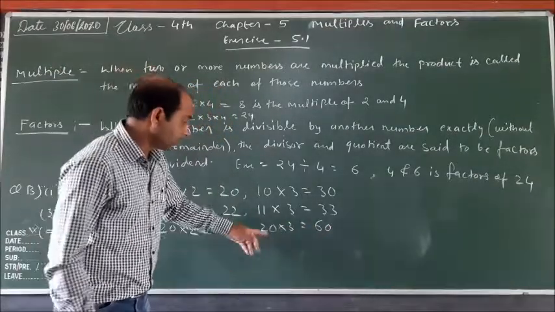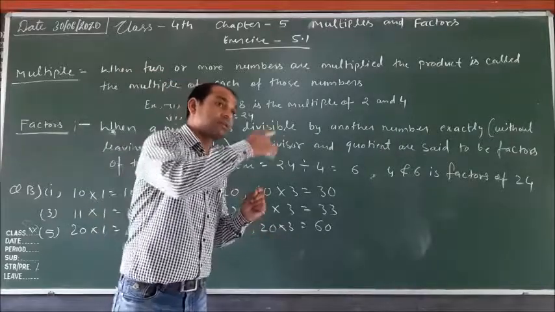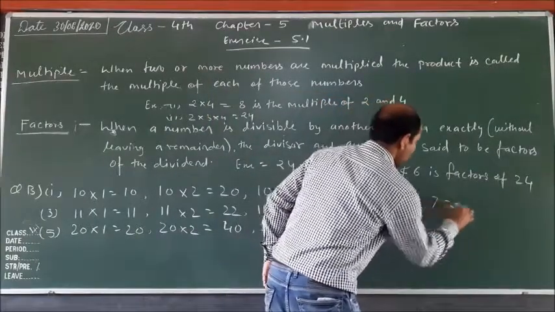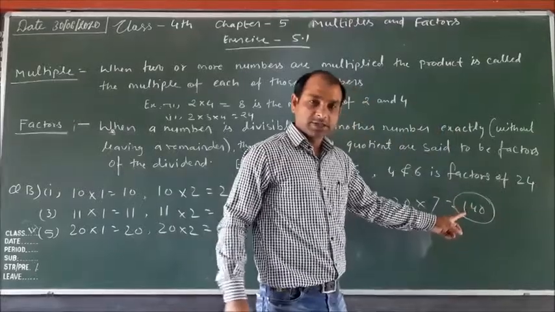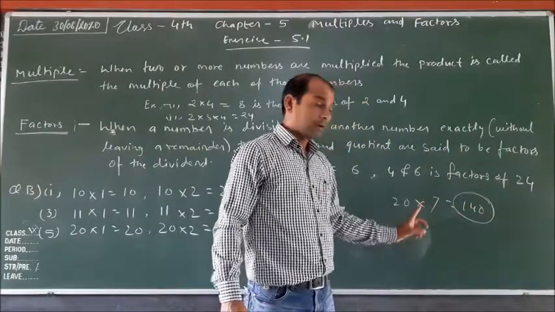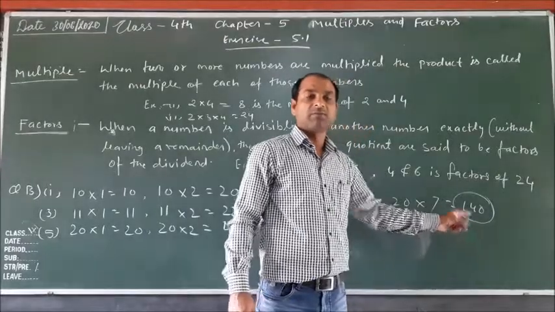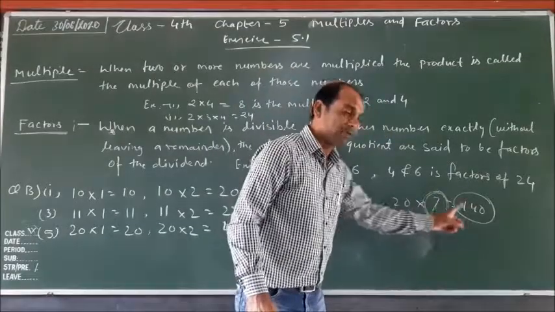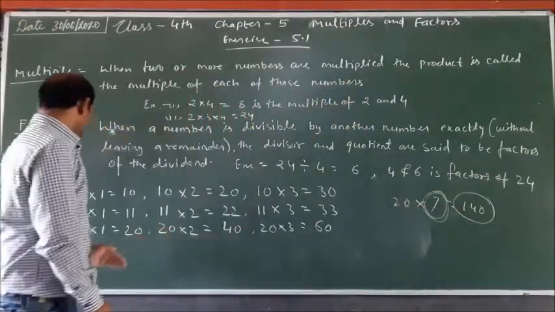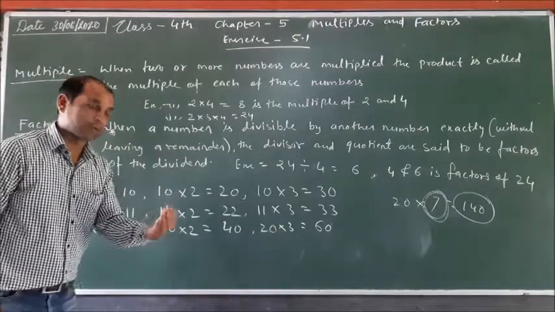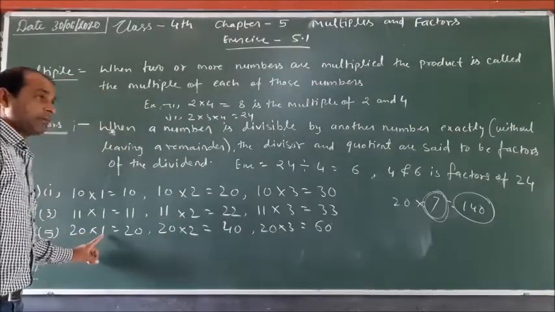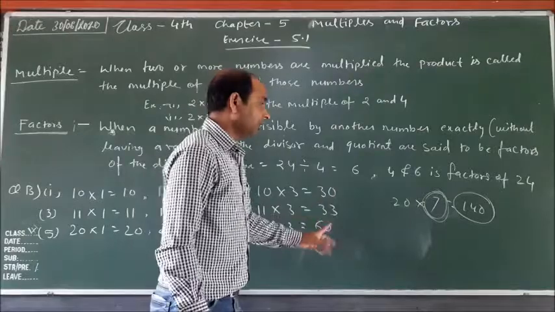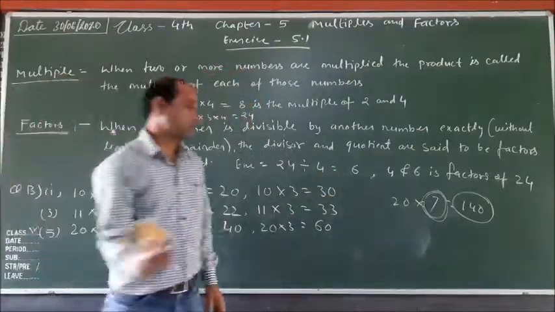If we multiply 20 into 6, that is the sixth multiple. If we multiply 20 into 7, we get 140. 140 is the multiple of 20 and 7, but this is the seventh multiple, because we multiplied by 7. And the question is saying write the first 3 multiples. So first we multiply by 1, then 2, after 2 we multiply by 3. So this is your answer. Now this question is completed, students.